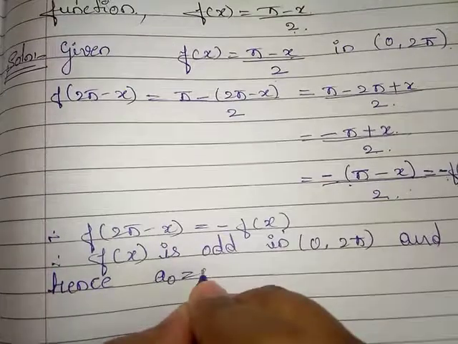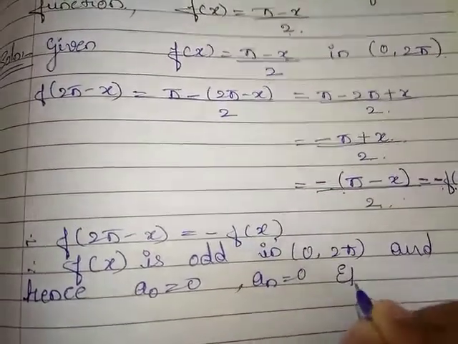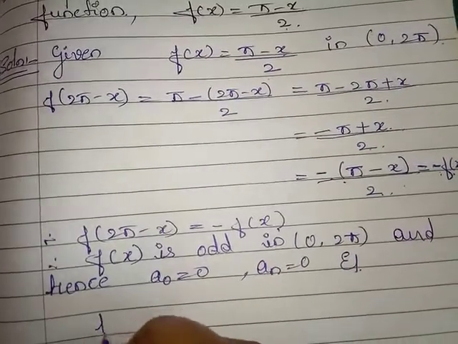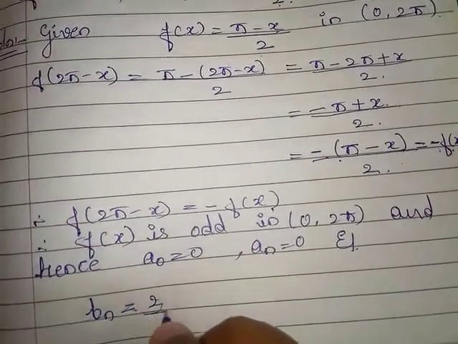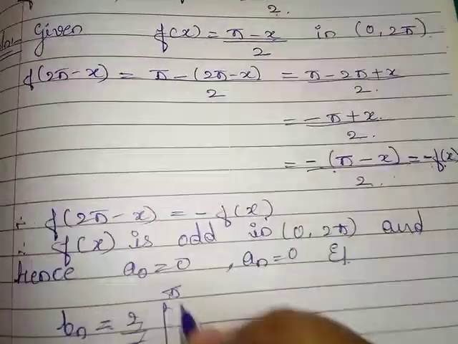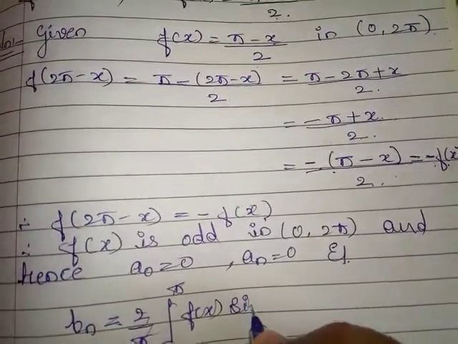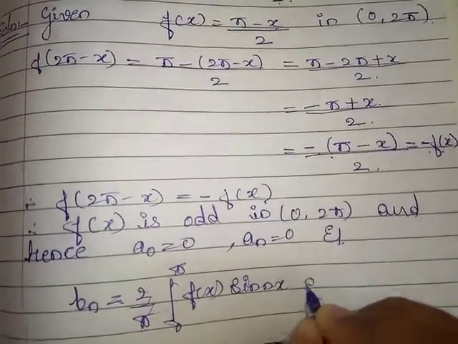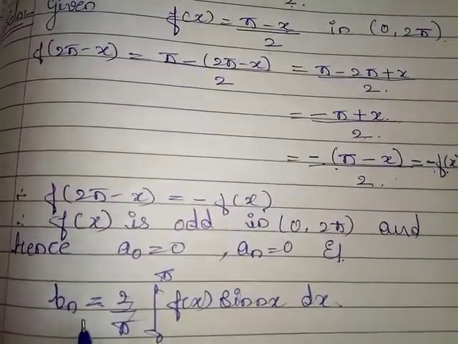a0 is equal to 0, an is equal to 0, and bn is equal to 2 by pi integration from 0 to pi f of x sin nx dx. Okay, now we have to find the bn.